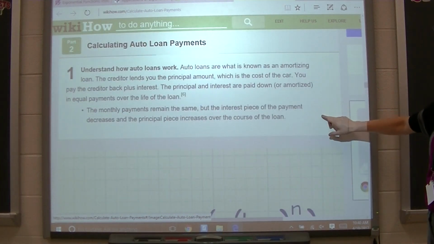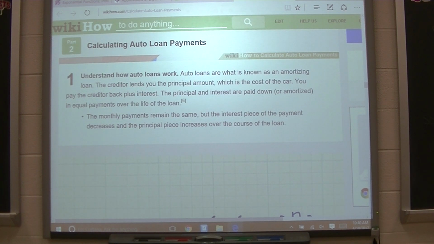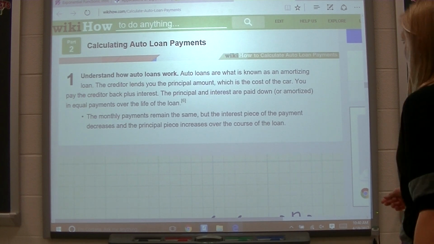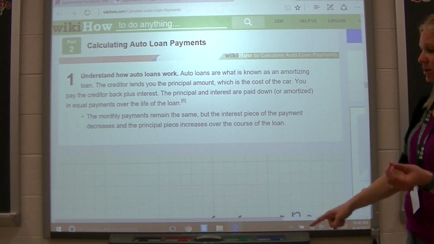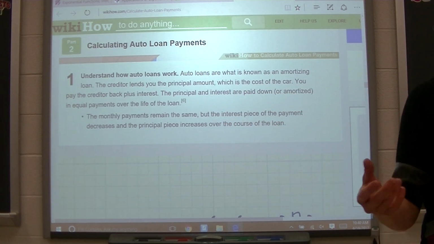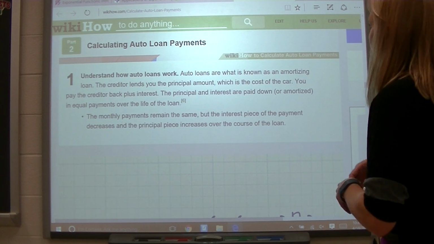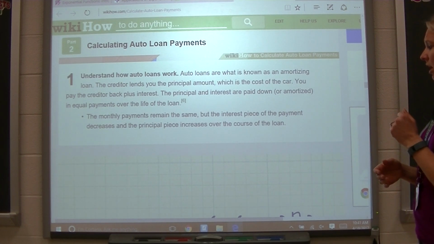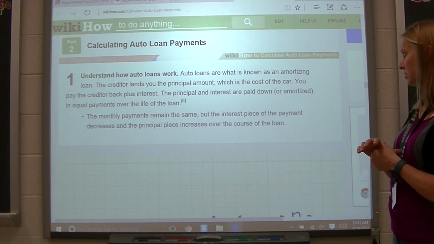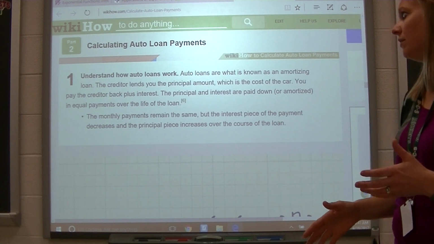Calculating auto loan payments. First of all, you have to understand how an auto loan works. And actually most loans, like mortgage loans, work this way as well. Auto loans are what's known as an amortizing loan. The creditor lends you the principal amount. Let's say you go in and you want to buy a car for $6,000, which is the cost of the car. You pay the creditor back plus the interest that is building. So the principal and interest are paid down, or amortized, in equal payments over the life of the loan.